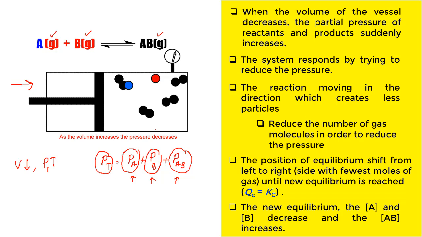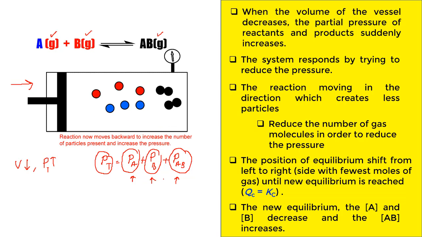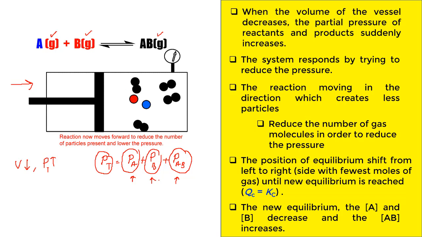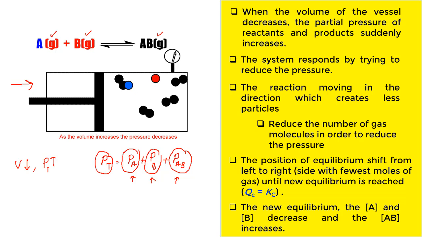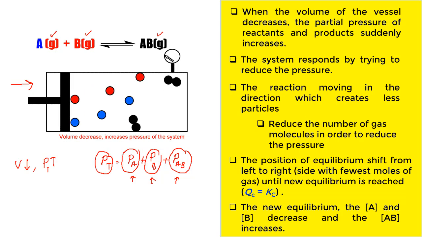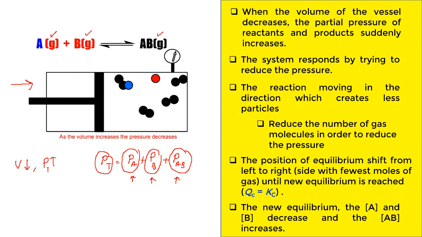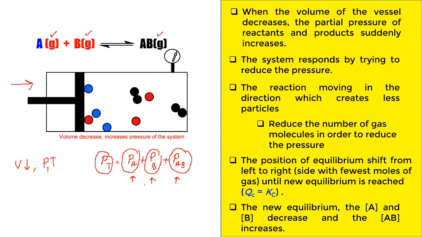Okay? So when the volume of the vessel decreases, the partial pressure of reactants and products suddenly increase. So ini saya dah mention kat sini. So the partial pressure of reactants and products suddenly increase, itulah disturbance-nya. Okay, itulah dia punya gangguan. So, the system responds by trying to reduce the pressure. Jadi sekarang, untuk counteract the disturbance, sistem akan cuba mengurangkan disturbance itu dengan melakukan reaction yang akan mengurangkan pressure yang bertambah. Maksudnya partial pressure of A, partial pressure of B, partial pressure of AB telah increase. Jadi itu gangguan dia. Jadi sekarang sistem akan counteract dengan mengurangkan partial pressure of A, partial pressure of B, partial pressure of AB sampailah a new equilibrium is reached.